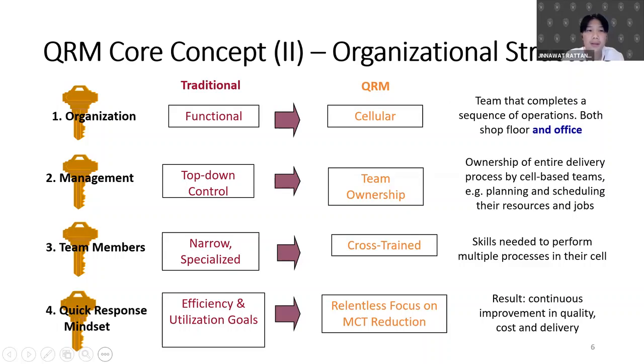And next is the organizational structure. The first one is the organization. Traditionally, we focus on functional layouts, but in QRM, we make them cellular. Cellular is where we mix many types of machines together.